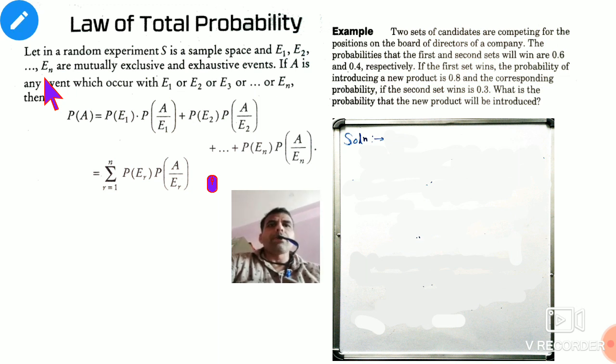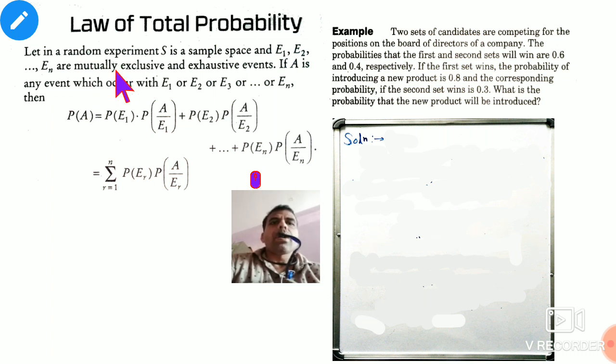In this video I am going to explain a very important law of probability, that is the law of total probability. Understand it properly. First read this law. Suppose in a random experiment, S is a sample space and E1, E2, up to En are mutually exclusive and exhaustive events.